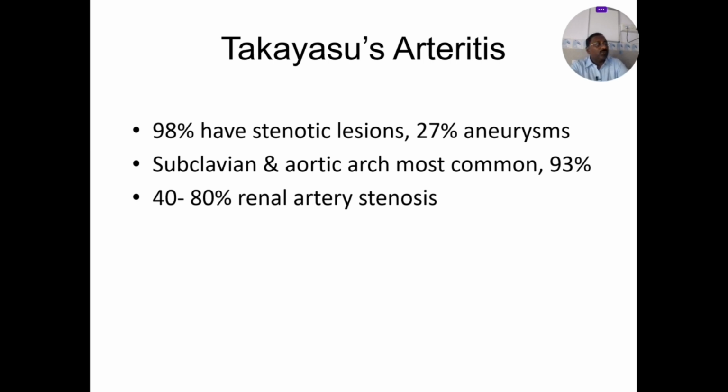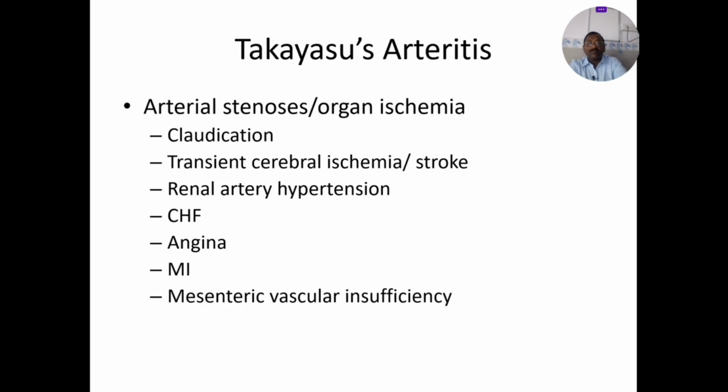Subclavian and aortic arch involvement is the most common, 93%, and 40 to 80% have renal artery stenosis, presenting with accelerated or malignant hypertension. Arterial stenosis or organ ischemia will present with claudication, TIA or stroke, young strokes, renovascular hypertension, heart failure, acute left ventricular failure because of the accelerated hypertension, angina, myocardial infarction, or mesenteric vascular insufficiency. So they are very common in Takayasu arteritis.